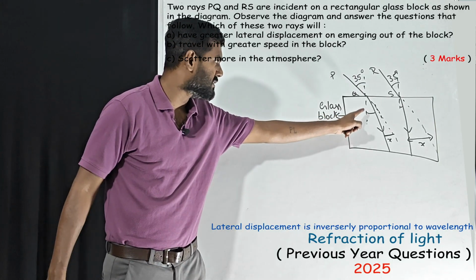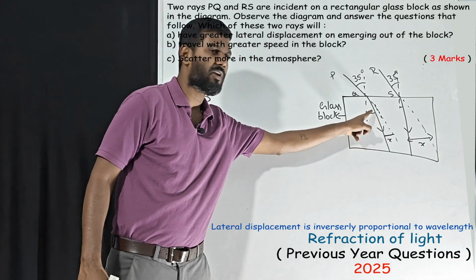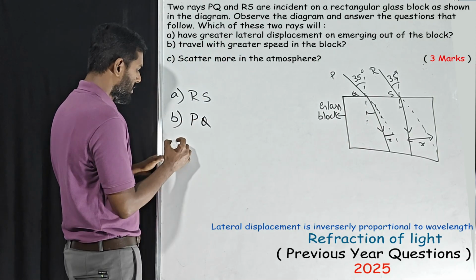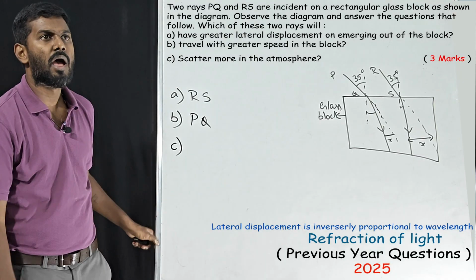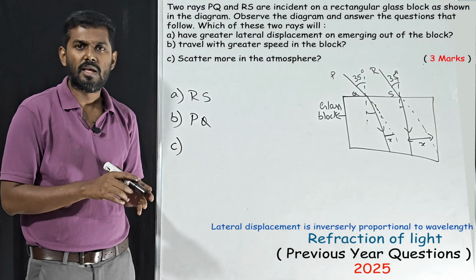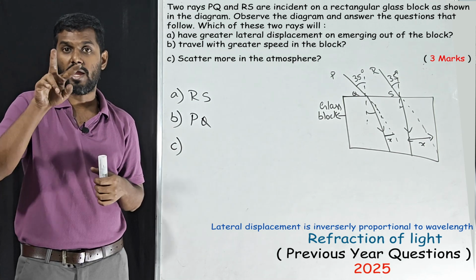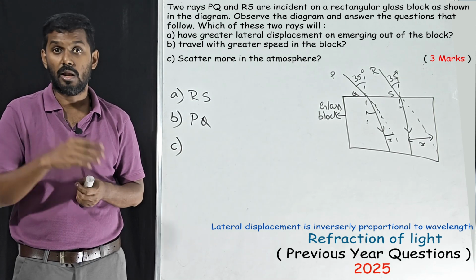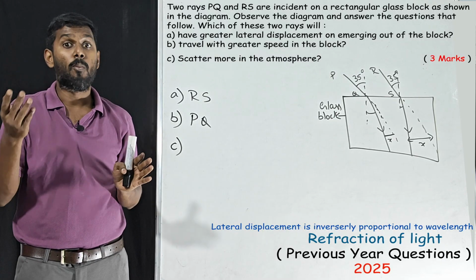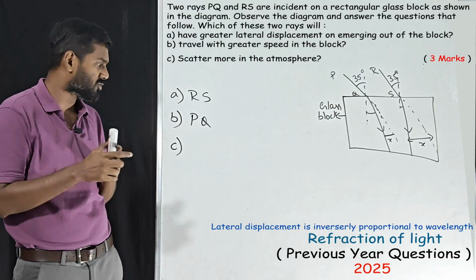We already analyzed PQ has more speed because the angle of refraction is more. So PQ. Then sub question C, which scatters more in the atmosphere. So what do you mean by scattering? Scattering is related to wavelength. It is inversely proportional. The more the wavelength, the less will be the scattering. These two are inversely proportional, that you should know.